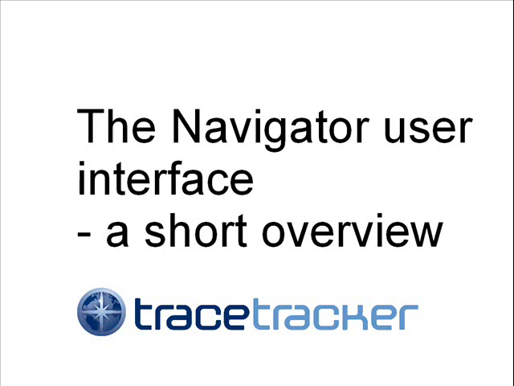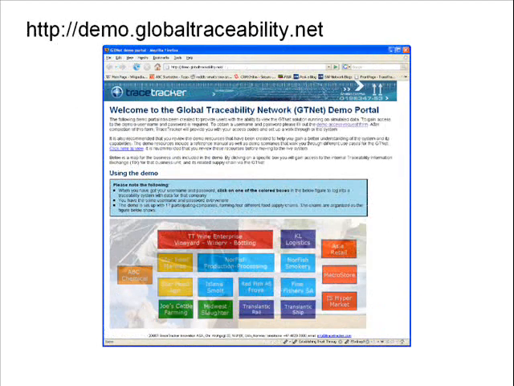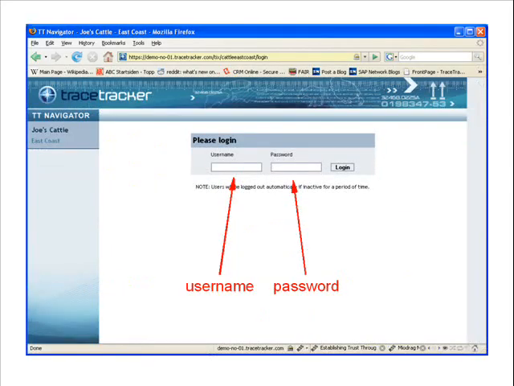Welcome to this short overview of the graphical user interface of the TraceTracker Navigator. We will base this on the online demo of GTNet at demo.globaltraceability.net. In the examples, we will use the Joe's cattle farming in the lower left. To get the username and password, please use the request form at demo.globaltraceability.net.